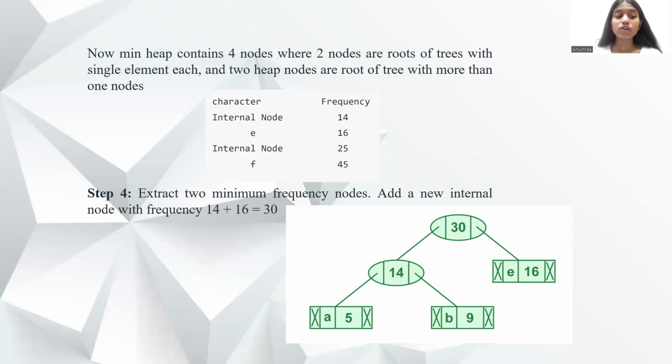Add a new internal node with the frequency 14 plus 16 equals 30. Now we have the internal node which I created first with frequency 14, and E with the frequency 16. We add those two because they have the minimum frequencies. So we add those two to get 30. Now the 30 has the right child E with the frequency 16, and the left child 14, which in turn has the right child B with 9 and A with 5 as the left child.